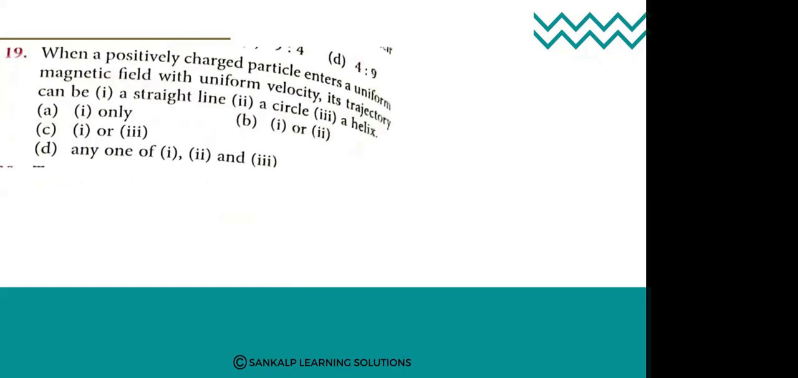See, when a positively charged particle enters a uniform magnetic field with uniform velocity, its trajectory can be a straight line, a circle or a helix. So they are asking which one it will be. What is the question meaning? You have a positively charged particle, and it is entering a uniform magnetic field. Imagine this is a uniform magnetic field, so your charge is entering this one.